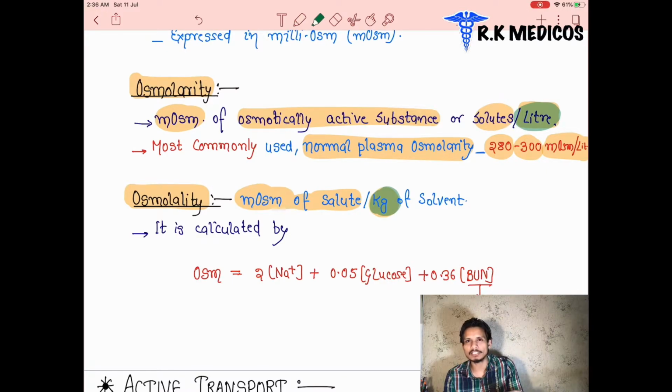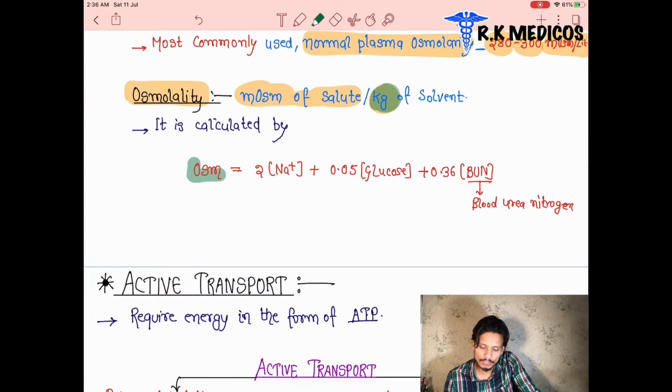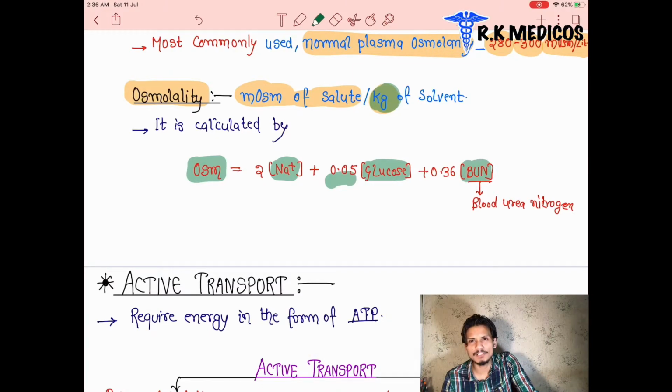How is the osmolality calculated? The value of sodium is multiplied by 2, the glucose value is multiplied by 0.05, and then the BUN, the blood urea nitrogen level, is included. These three are added together to give the osmolality. So osmolality equals 2 times sodium plus 0.05 times glucose plus 0.36 times BUN, blood urea nitrogen concentration. This formula can be used to calculate the osmolality.